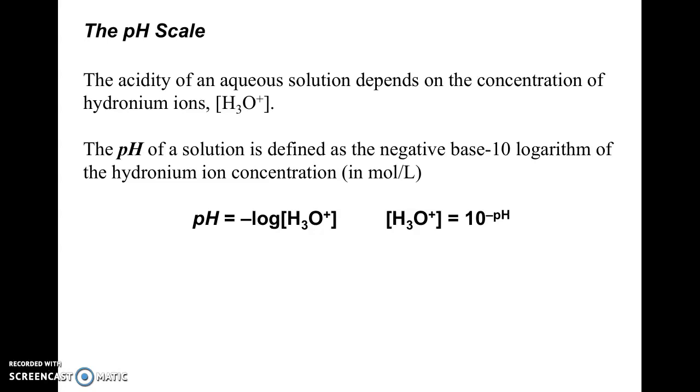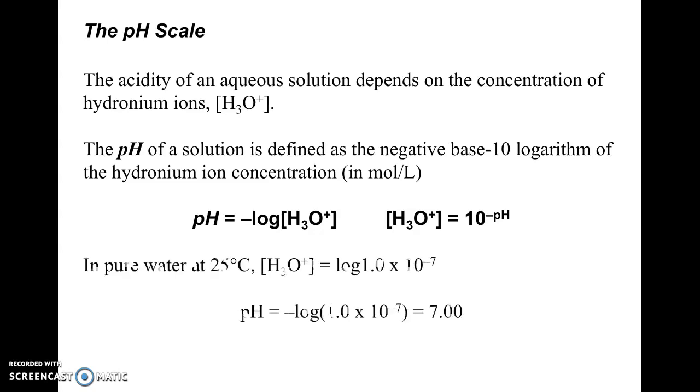And then you can also solve that such that the hydronium ion concentration can be calculated if you know the pH by raising 10 to the minus the value of the pH. In pure water, the hydronium ion concentration is 1 times 10 to the minus 7th, and therefore if you're calculating the pH of that, you get a pH of 7, so that is neutral.